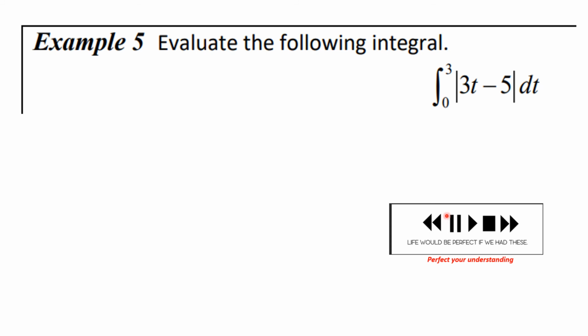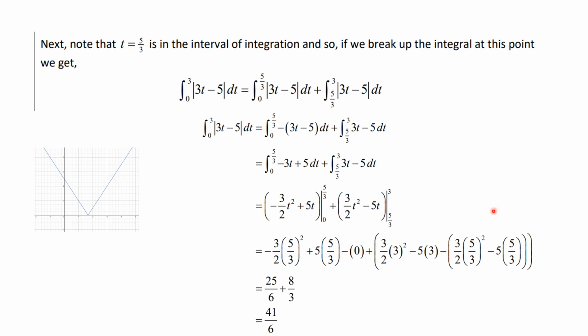Here we evaluate this integral. The absolute value is here. Please hit pause. We'll see how you did. Let's see how you did. Okay, this is the graph, so it changes definition here. When you go up to 5/3, it is the negative of that, and when you go beyond 5/3, it is the positive of that. So we have to evaluate each of those separately, and we get 41 over 6.